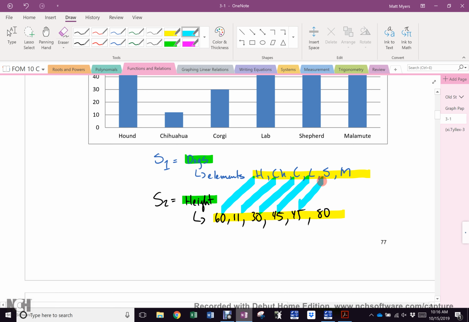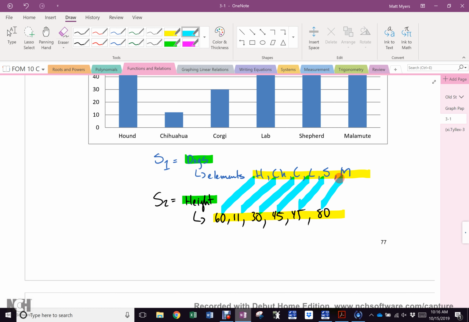Now, where do you see a problem? How tall is the average Chihuahua? 11, right? What dog has an average height of 30? Corgis. Right? Easy peasy, yeah? Okay. How tall is the average shepherd? 45. Okay. What dog has an average height of 45? Lab. Wrong. Shepherd. Wrong. Both. Which one am I thinking of? You can't know. Why? You didn't tell us.